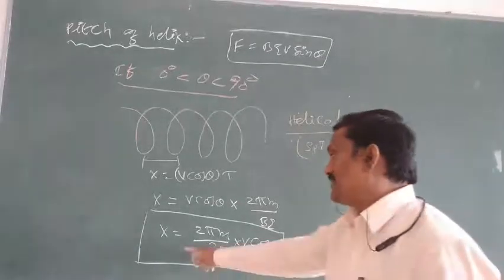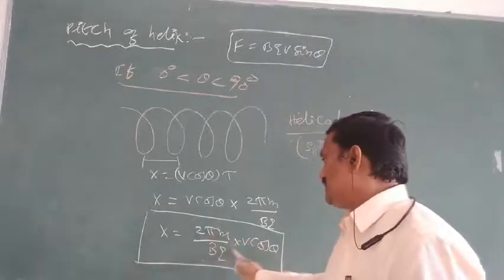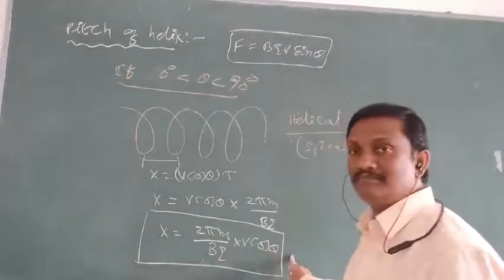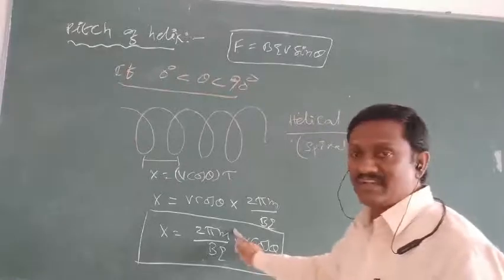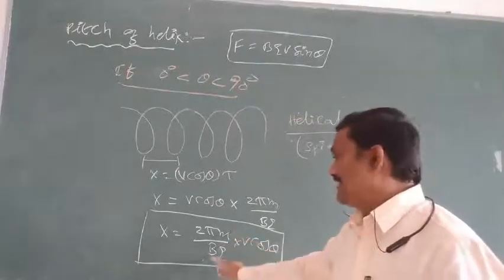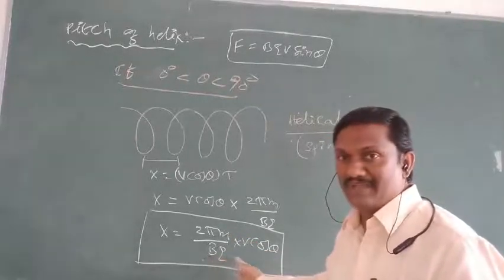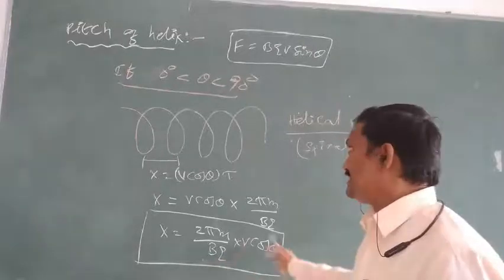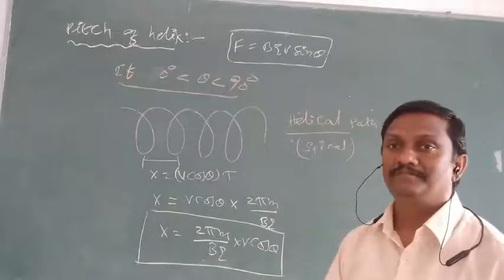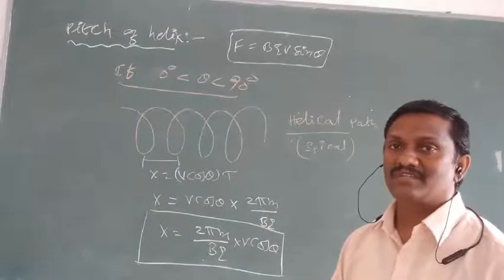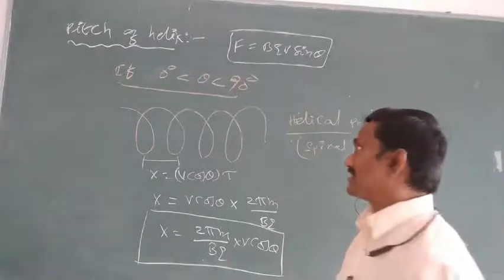The expression for pitch of helix is x = 2 pi m by BQ into v cos theta. Here m is the mass of the charged particle, B is the strength of the magnetic field, Q is the magnitude of the charge, and theta is the angle. So that is the last concept, but not the least, nothing but pitch of helix.